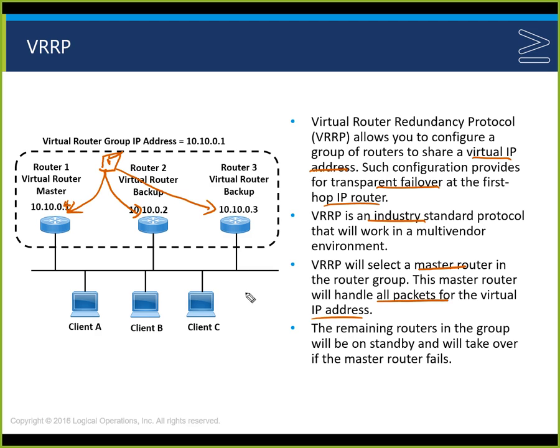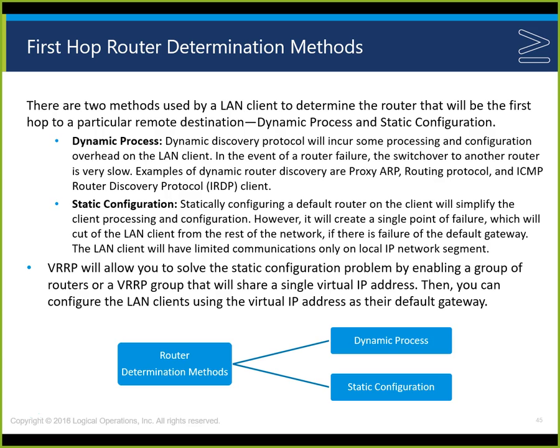Because in HSRP, we can only have one standby, but if the active router goes down, the standby router becomes the active router, we elect a new backup router, so we're always going to have a backup. The remaining routers will be on standby, and will take over if the master router fails. And in the YouTube stuff, I've put in a step-by-step configuration of HSRP. You can't configure VRRP in Packet Tracer. VRRP is the standard. HSRP is the Cisco proprietary that does the same thing.